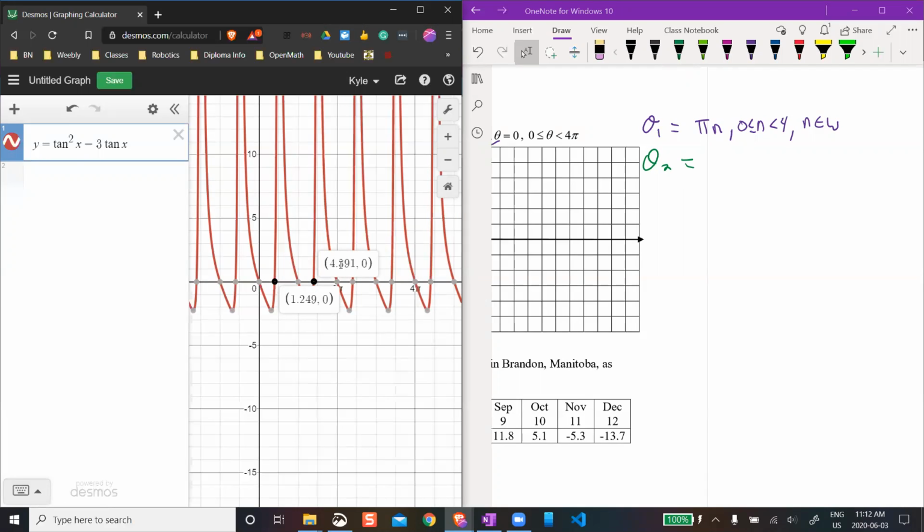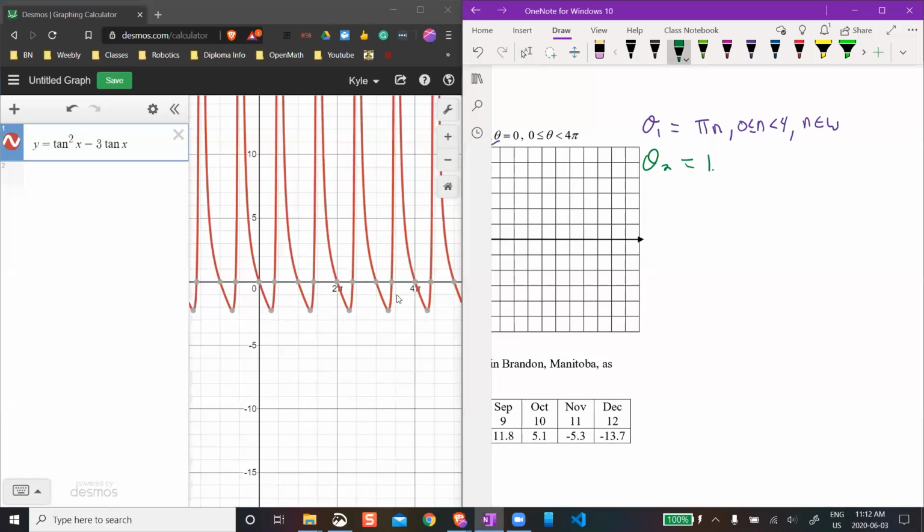You could actually take this number, 4.391, minus 1.249. You should get 3.14 if you subtract those to figure out what the difference, or the space, is between those. But either way, it's going up in steps of pi, but it's starting at 1.25, right? It's starting at this 1.249 or 1.25, okay?